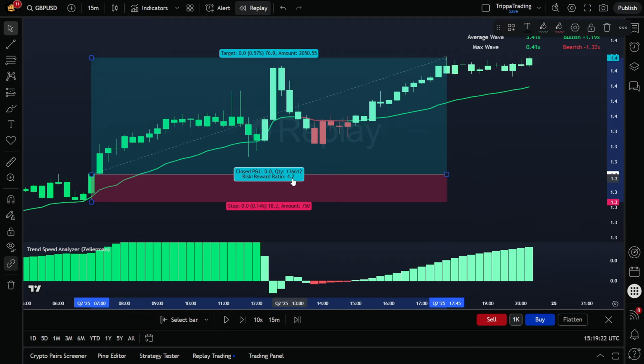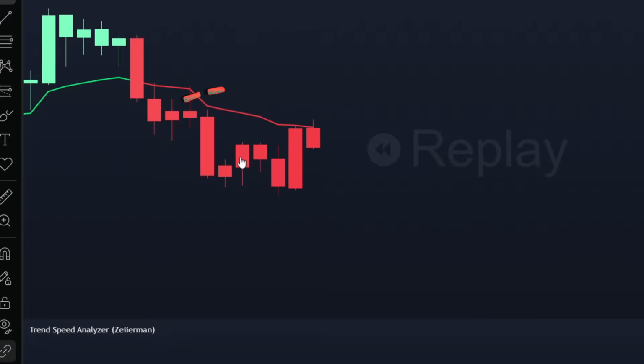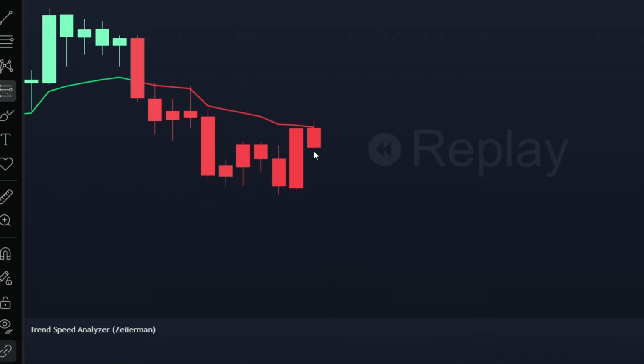For sell trades, it's the opposite. You want the trend line to be red and price should be below it. Wait for a rally back to the line and then look for a bearish rejection candle. That's your clean entry with a tighter stop.